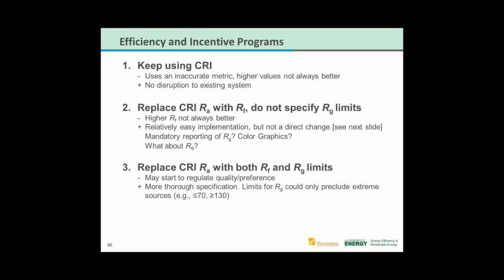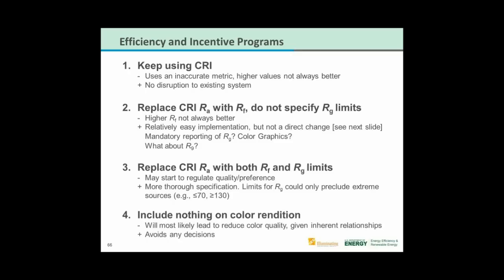The third option, to replace criteria for CRI with criteria for both RF and RG. However, again, I would caution that limiting RG too much could preclude some very viable sources. And the fourth option, include nothing on color rendition at all. In my opinion, this is not a very appropriate option, although it is on the table, because it would reduce color quality given inherent relationships between energy efficiency and color fidelity and color rendering.